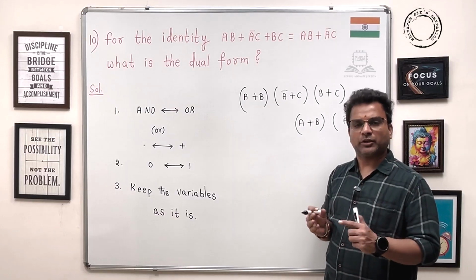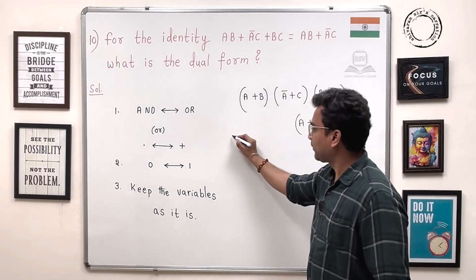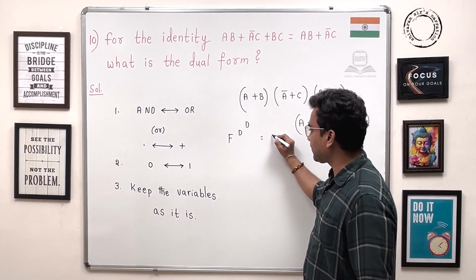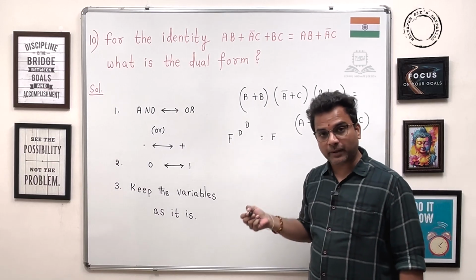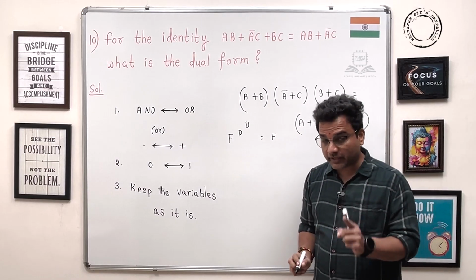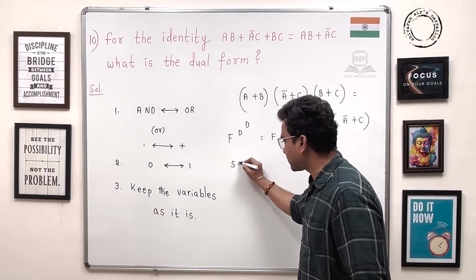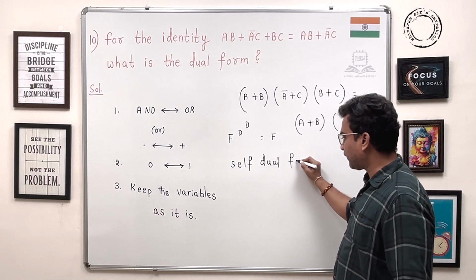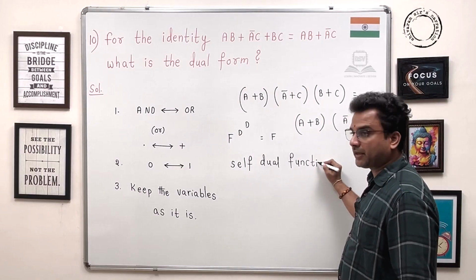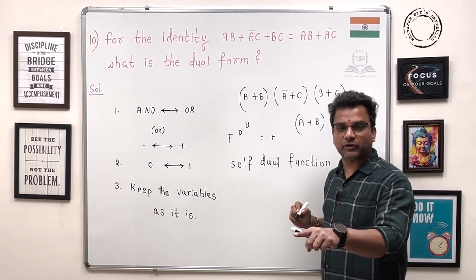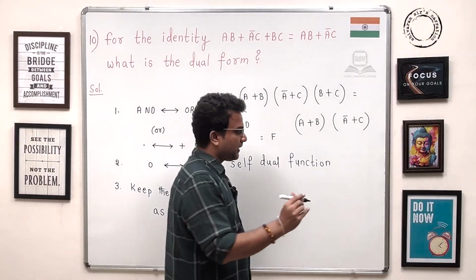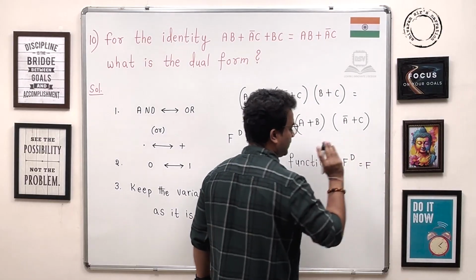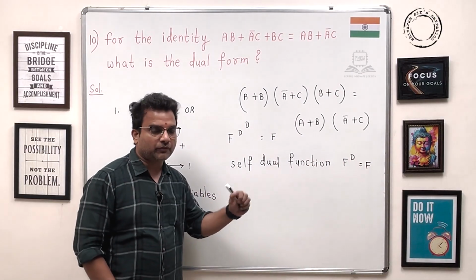Got it? And guys, you know very well, for any function, if you apply dual 2 times, it will be equal to f only, the same function. However, there is one kind of function called the self-dual function. For this function, if you apply duality one time, it will be equal to the same function only, meaning fd equals f. This is called a self-dual function.